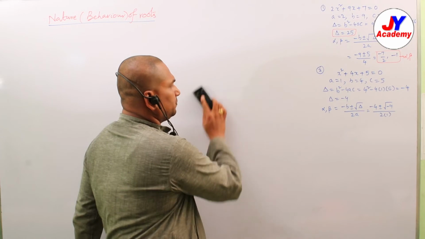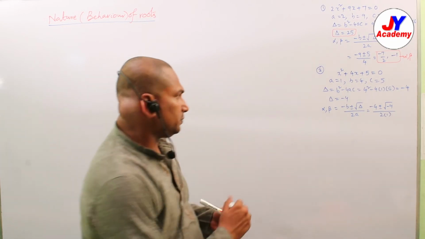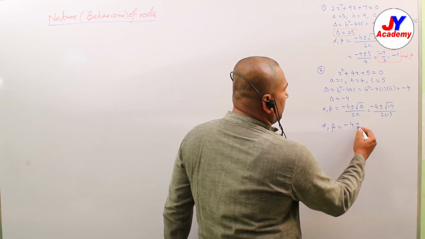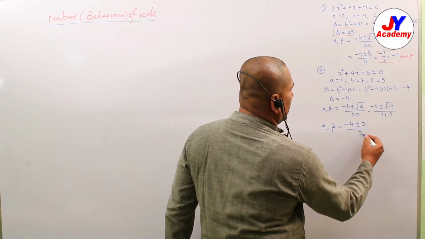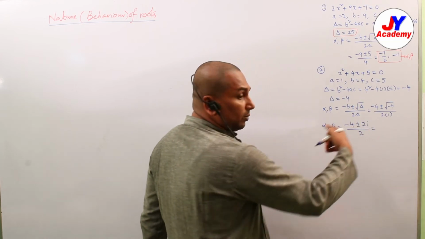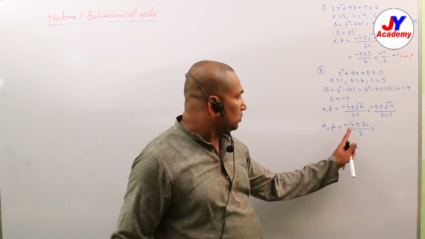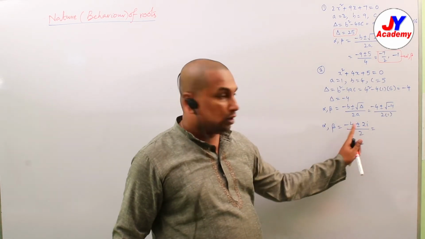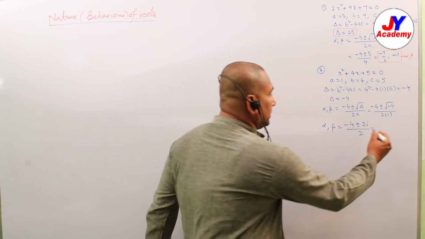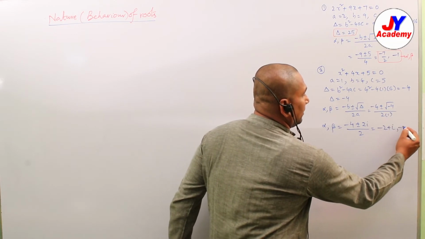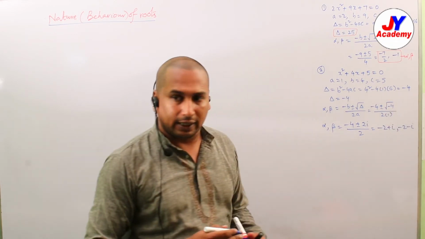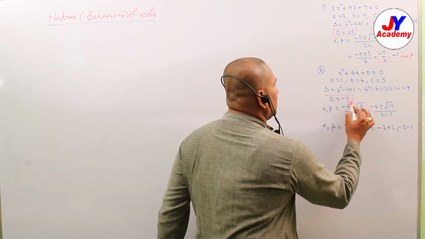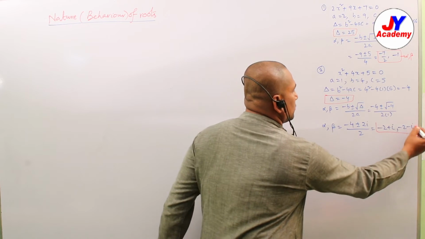So alpha comma beta is equal to minus 4 plus or minus 2i by 2. If you take 2 common from the numerator, this becomes minus 2, this becomes i, and 2 gets cancelled. So what remains here? Minus 2 plus i, minus 2 minus i. Now here, delta and roots.